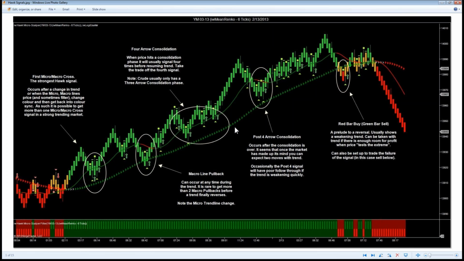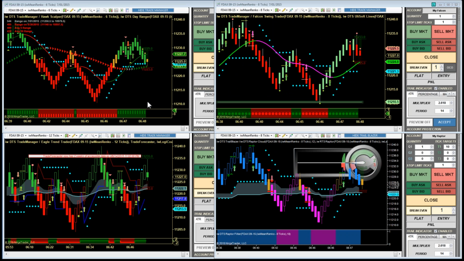And each of the tools will have its own high probability signals, but here's the Hawk. We're going to look at things like the first micro-macro cross, the macro pullback, the 4-arrow consolidation, the post 4-arrow consolidation, and the red bar buy or the green bar sell, which can also be our counter trend signal. You'll see there's a lot of warning dots and triangles here that I did not consider taking because they did not match one of our high probability signals. And that's going to be the case for all the tools.